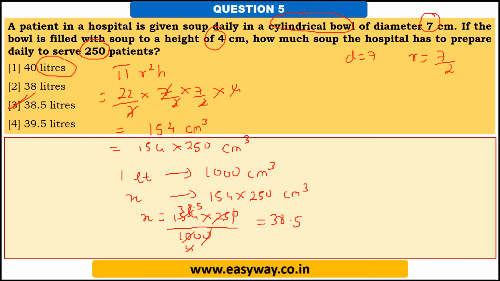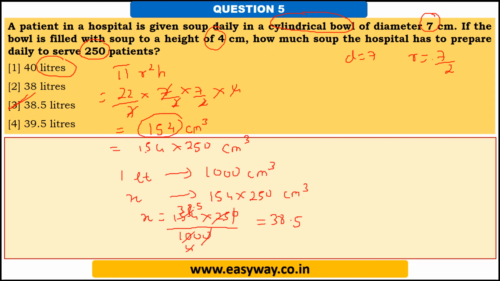given as 7, so the radius will be 7 by 2. So here we have taken the radius as 7 by 2, and the height is 4 centimeters. The answer we got is 154. This is the amount of soup given to one patient, and then we found out the amount of soup given to 250 patients, that is 154 into 250 centimeter cube.